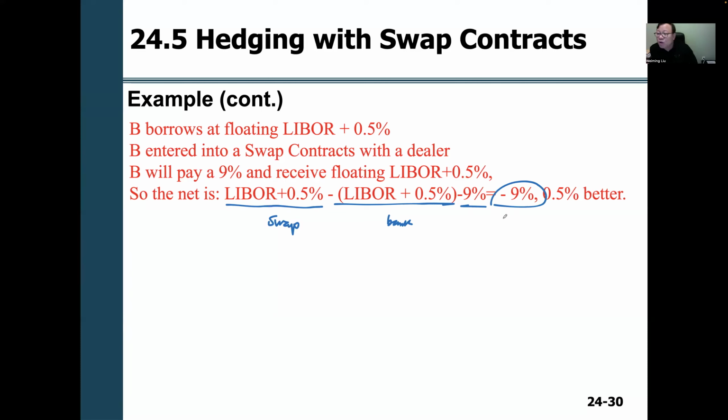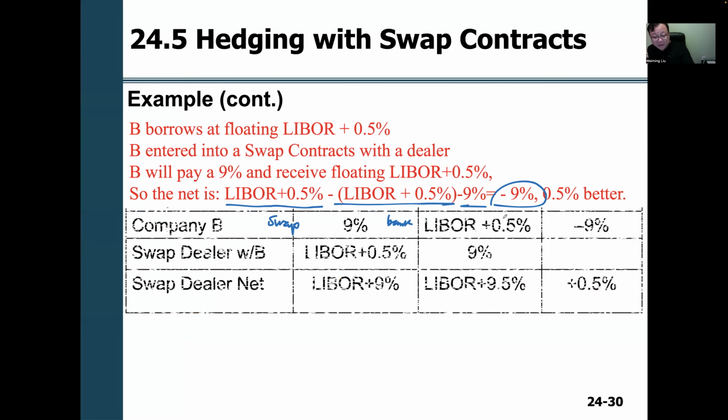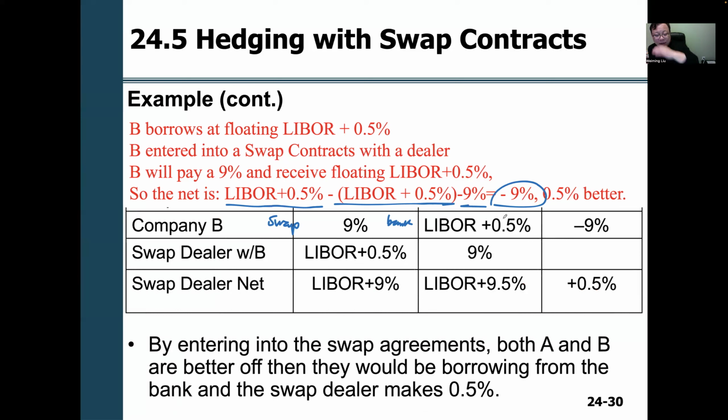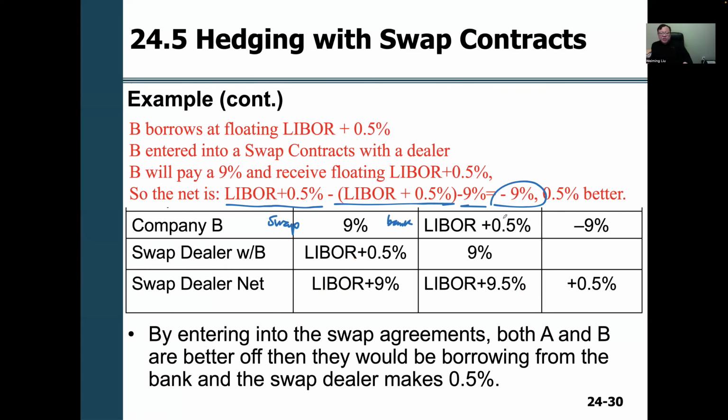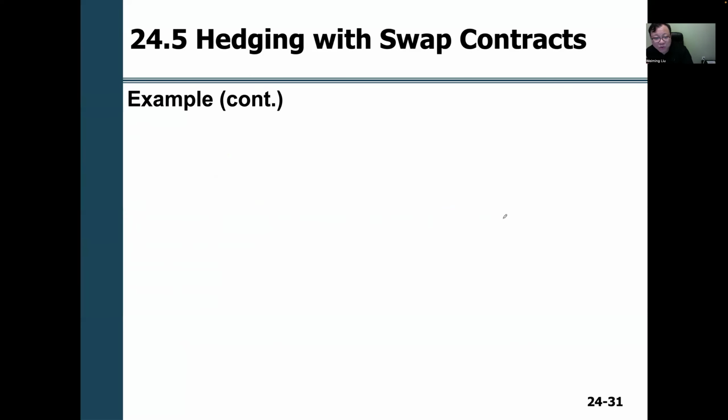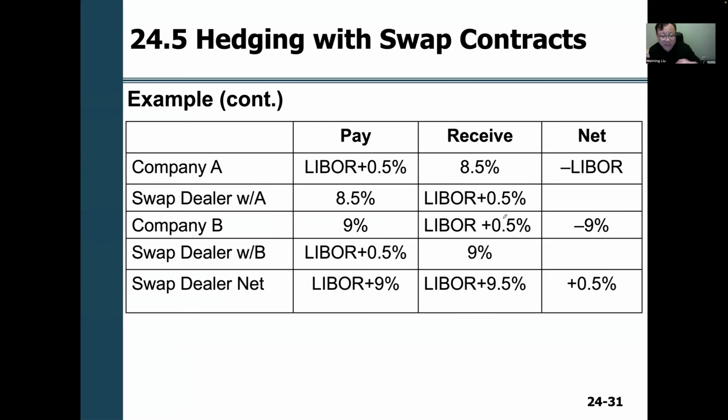If company B wants to borrow from the bank directly, he has to pay 9.5%. So right now, B is actually using 9%. That's 0.5% better than he would otherwise have obtained the fixed rate from the bank. So by entering into the swap agreement, both A and B are better off, and the swap dealer is also better off.